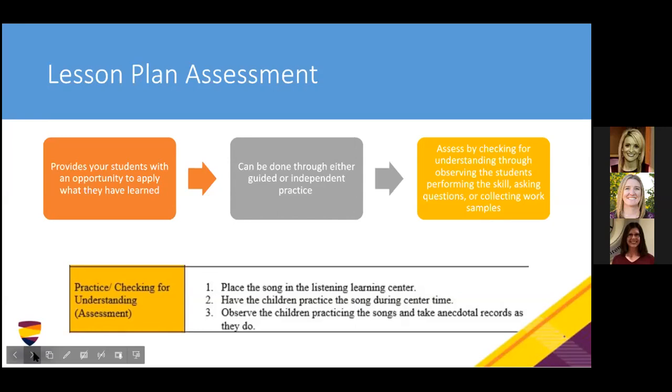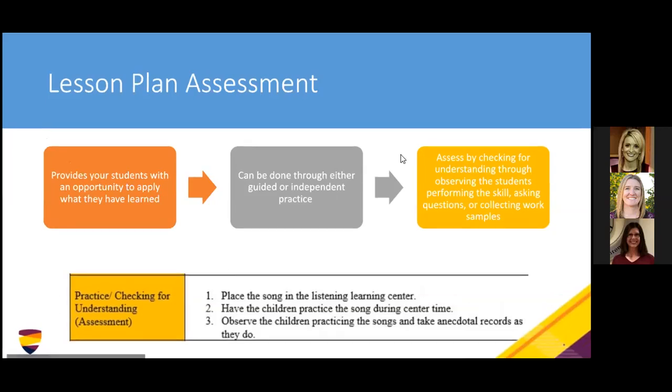And so what's really important to keep in mind here, especially when we're talking about early childhood, is that when we say assessment in the assessment section of our lesson plan, we are not talking necessarily about a test or a quiz or a paper pencil task, right? We're talking about a way for the kids that we're working with to apply what they've learned. It can be done with guided practice, or it can be done with independent practice. It can be done by checking to make sure that the kids understand the skills through observations or asking them questions, or if it's appropriate, collecting work samples.